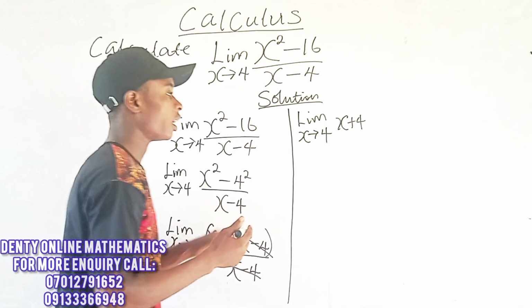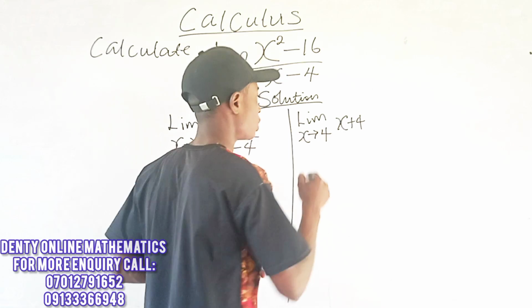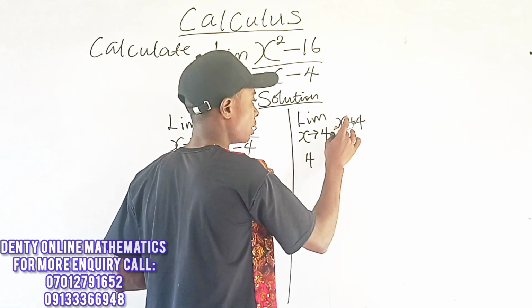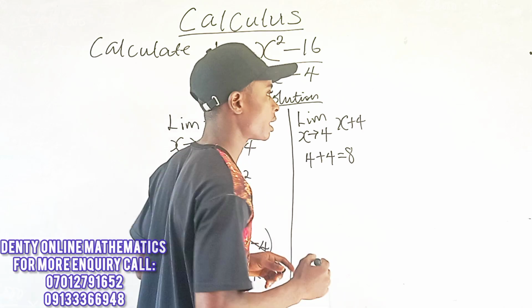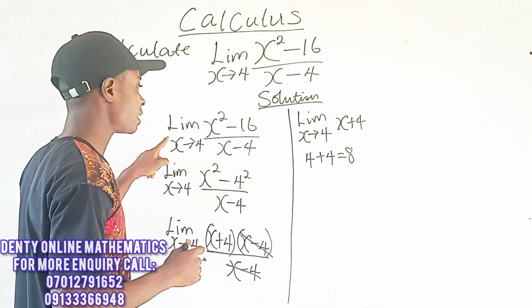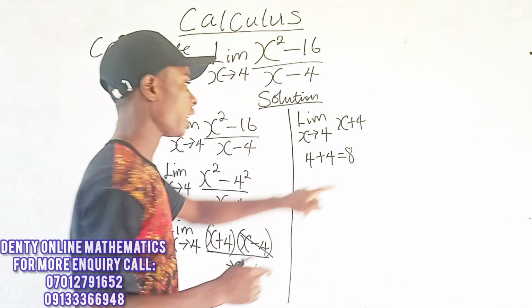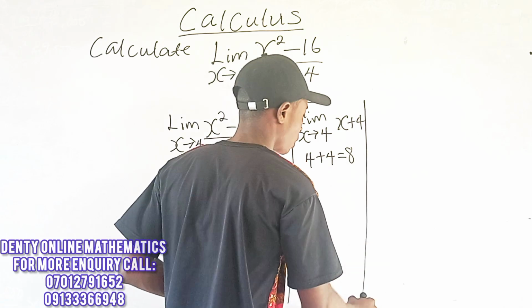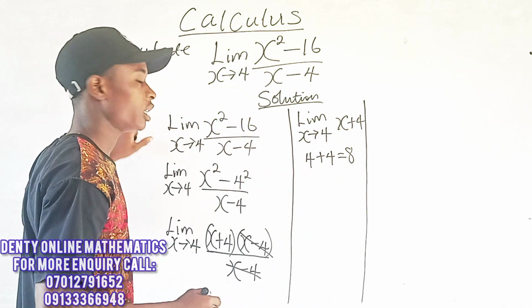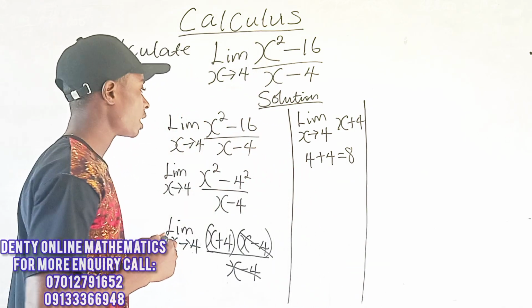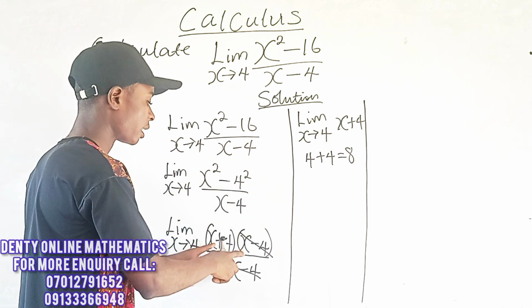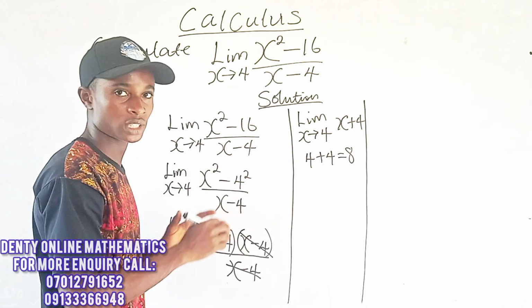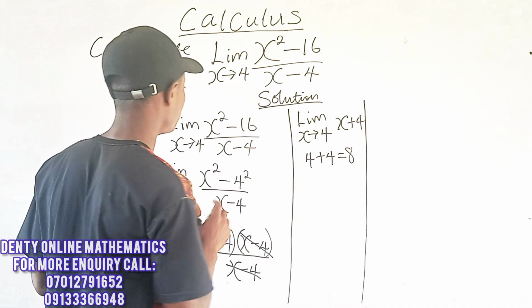Then you substitute the value of x. As x tends to 4, you have 4 in place of x, 4 plus 4, which gives us 8. So it implies that this limit is equal to 8. Now, that's the first method. What I just did here is apply the difference of two squares, and then after I cancelled out, I applied direct substitution. So it's the method of direct substitution.